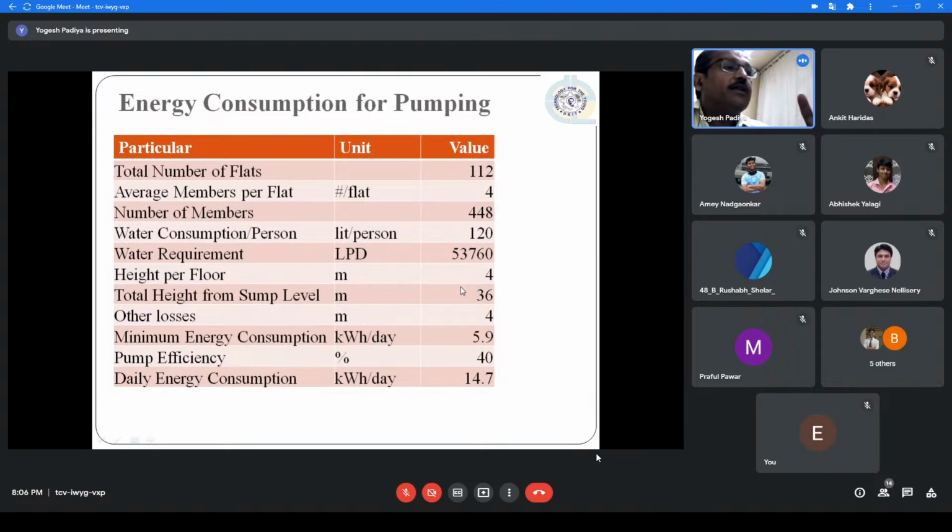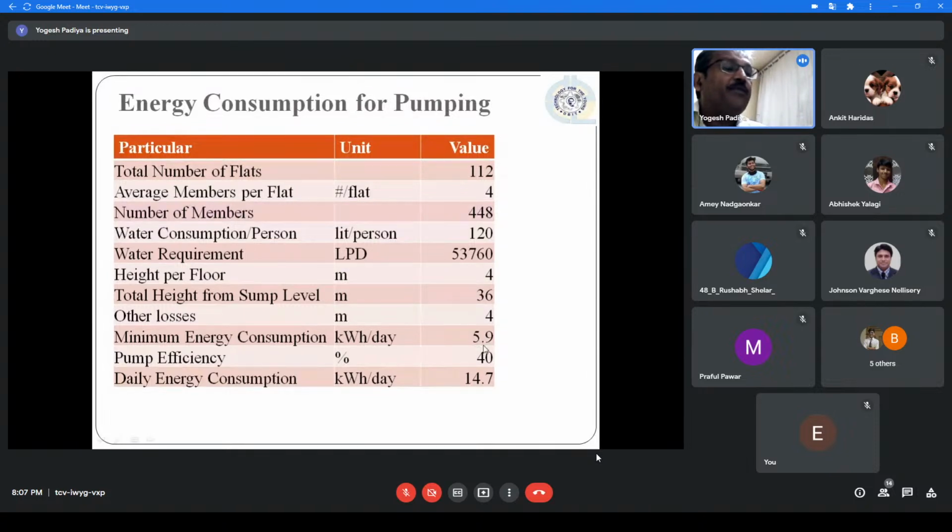So let us assume that the height from the water tank to the sump level is 36 meter, and there are other losses in pipe bends, velocity losses and friction losses. So the total head required by the pump will be 40 meter. It means the minimum power which will be required by the pump will be 5.9 units.